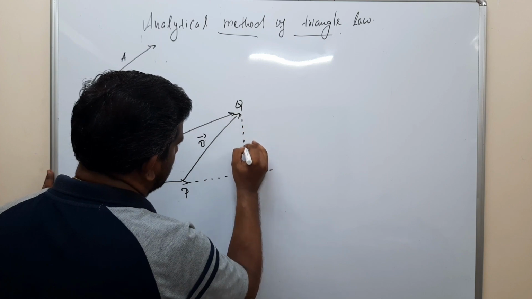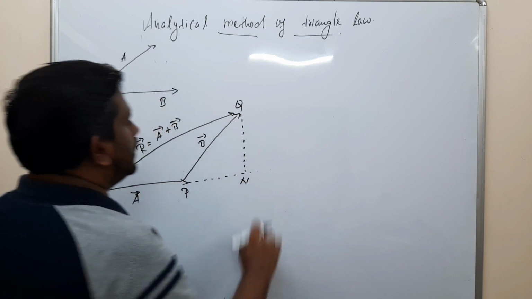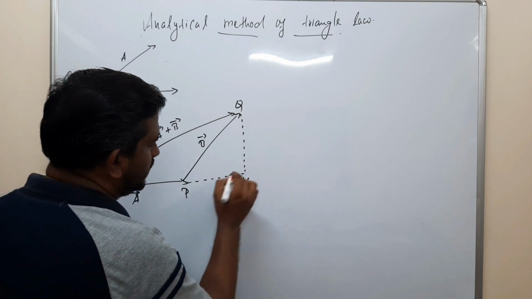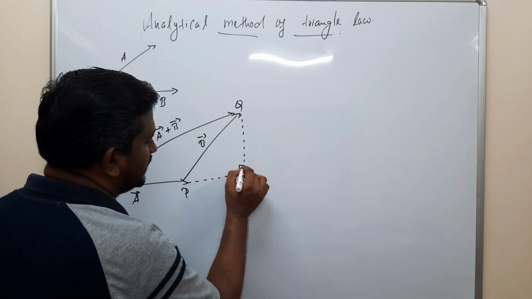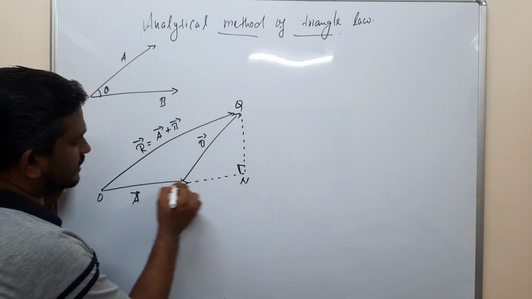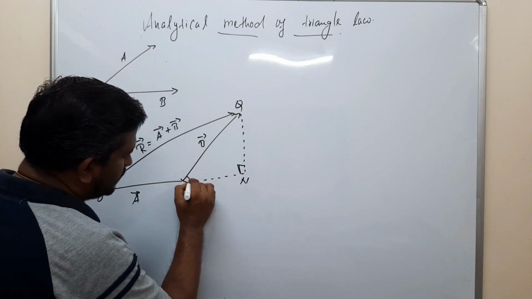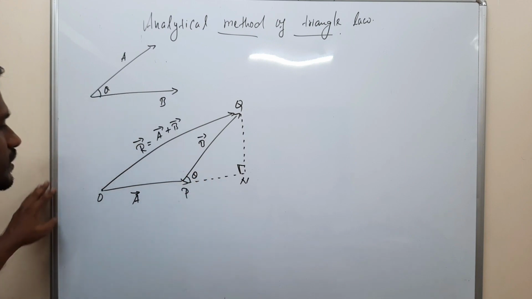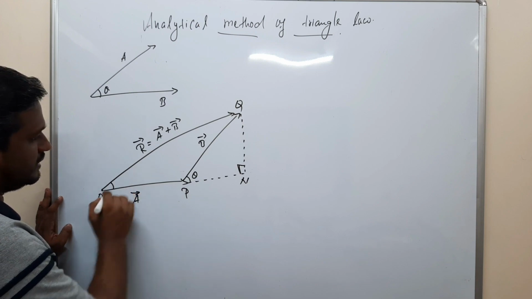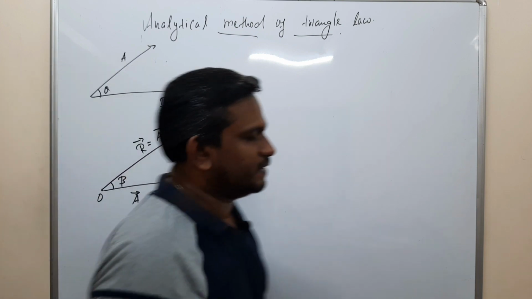Draw QN perpendicular to OP produced. So this angle is 90 degrees. According to the parallel shift of vectors, these two vectors are inclined at an angle theta, so this angle is theta. This is the direction of the resultant from A vector. I am taking this angle as beta.